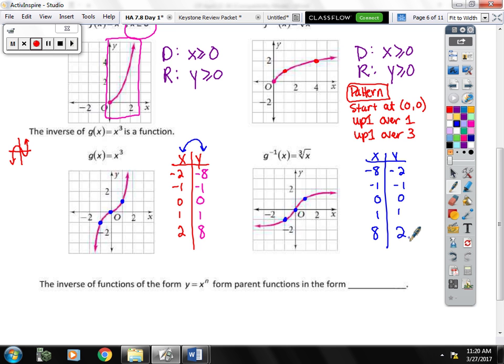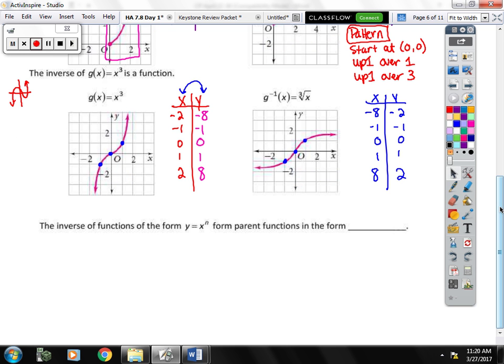All right, it says the inverse of functions in the form y equals x to the n power form parent functions in the form y equals the nth power of x. So you can see, your cubic, the inverse is the cube root, and that only works if it's just the parent function. So another example would be h of x equals x to the 4th. So the inverse, h prime of x, would equal the 4th root of x.